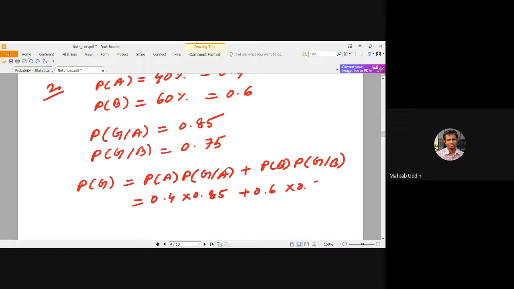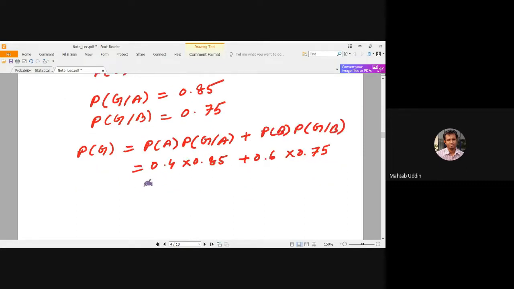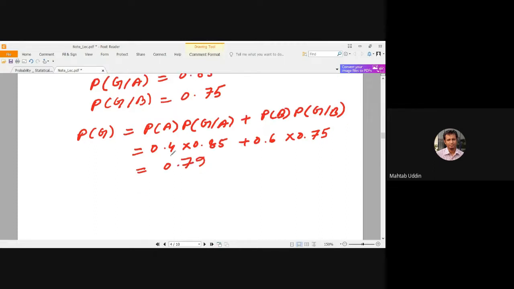Now you can ask me, since A has the better germination rate, why are we taking the amount of seed B higher than A? Can you tell me why? Though we know that germination from A is better than B, we are taking a more amount of seed from B than A. Why?